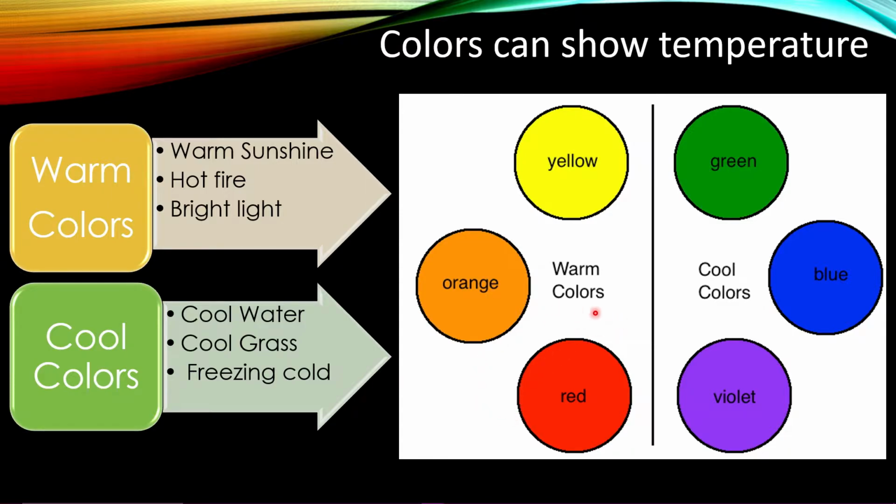Now you will see that I just said yellows because there's actually more than one type of yellow. You can have a yellow orange, you can have a neon yellow, so there are many different types of each color. We also have our cool colors. Think of cool water, cool grass, freezing cold. Those colors are greens, blues, and violets, which we also call purple. Those are your 3 cool colors. Now I have a video that I found on YouTube to explain more about temperatures with the colors.